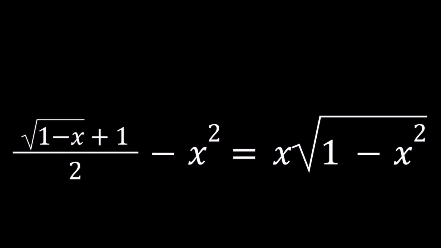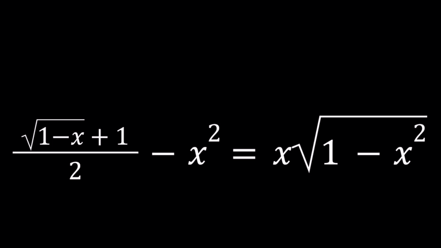Hello everyone. In this video we're going to be solving a very radical equation. We have the square root of 1 minus x plus 1 all over 2 minus x squared equals x times the square root of 1 minus x squared.